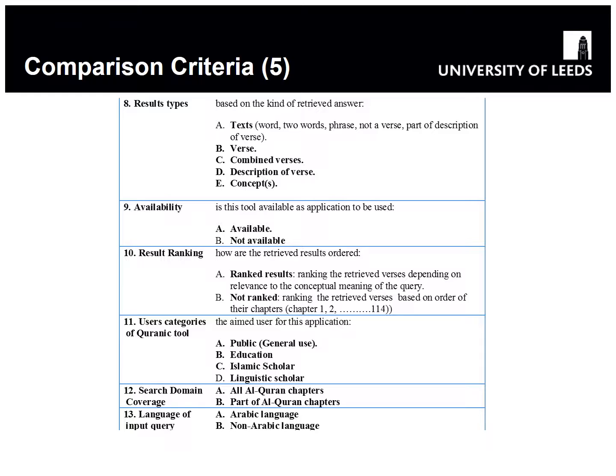Result ranking means: is the retrieved result ranked based on the most relevant result to the question or query, or is it not really ranked? So the retrieved result will be ranked based on the order of chapters or surah. Also, the next category depends on type of users: it's for everyone, public, or education, for education to learn Al Quran, or for Islamic scholars. The last two categories are search domain coverage: does this search cover all the Quran or part of Al Quran, and also which language is this tool, Arabic or English or other language.